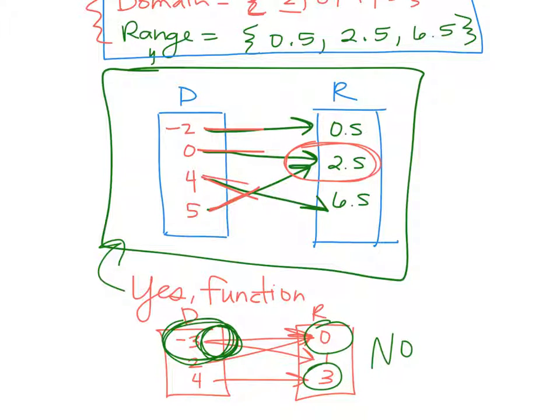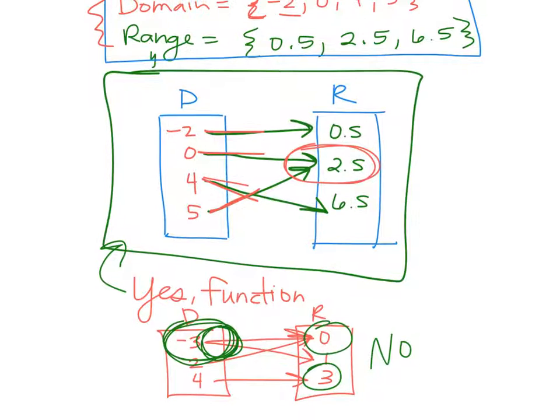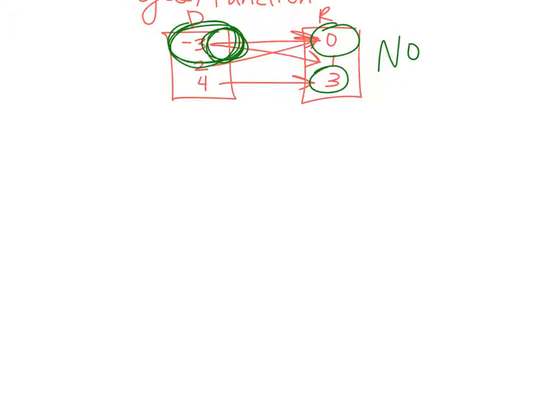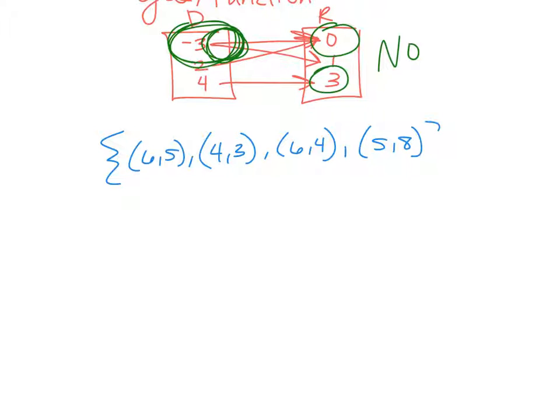Does that make sense? Okay, let's do one more mapping diagram, and then we'll move on to the vertical line test, which is really easy. All right, let's say our points are 6, 5, 4, 3, 6, 4, and 5, 8. My bracket got a little extra hump in there.